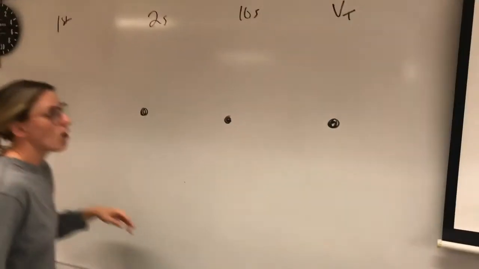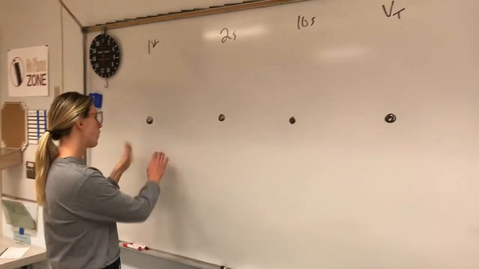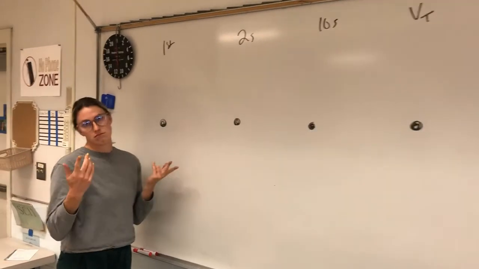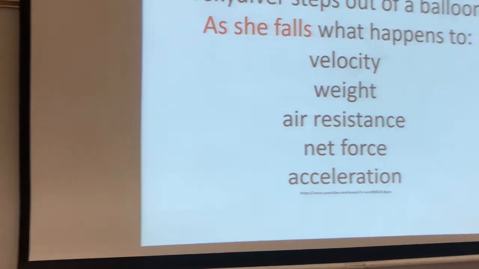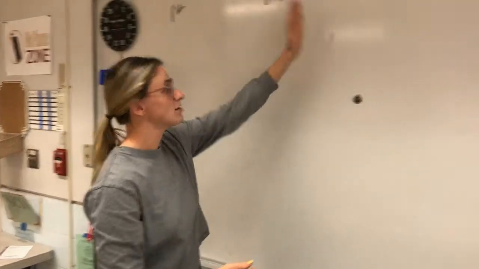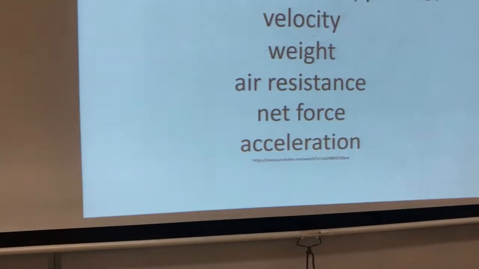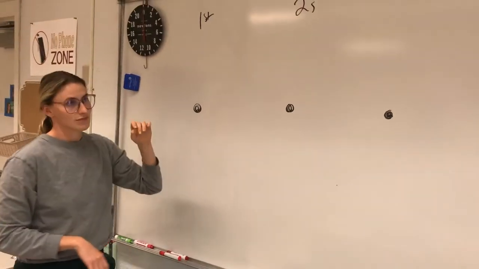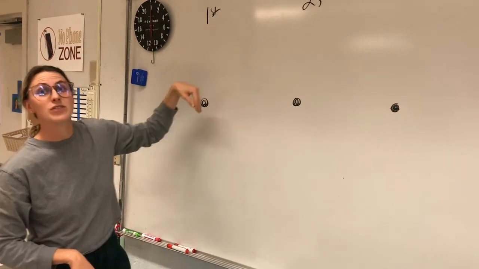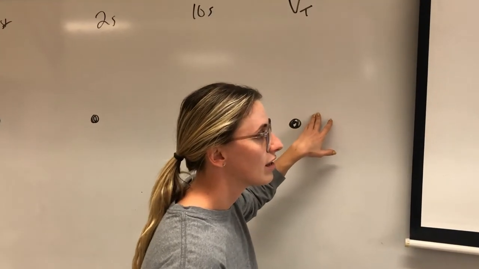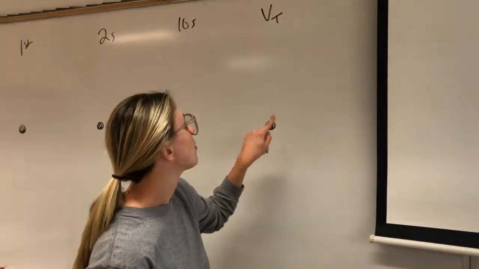Now, our weight is going to stay the same. Remember, our weight is the force of gravity, and it's dependent upon our mass and negative 9.8. So it's not going to change. The air resistance: as you're going faster, what happens to the air resistance? You're going to have more and more air resistance the more you fall down. So the air resistance is increasing. What happens to the net force? The weight stays the same, the air resistance increases, so the net force is going to decrease. It's going to get smaller and smaller. And what's the net force at terminal velocity? At terminal velocity, our net force is 0.